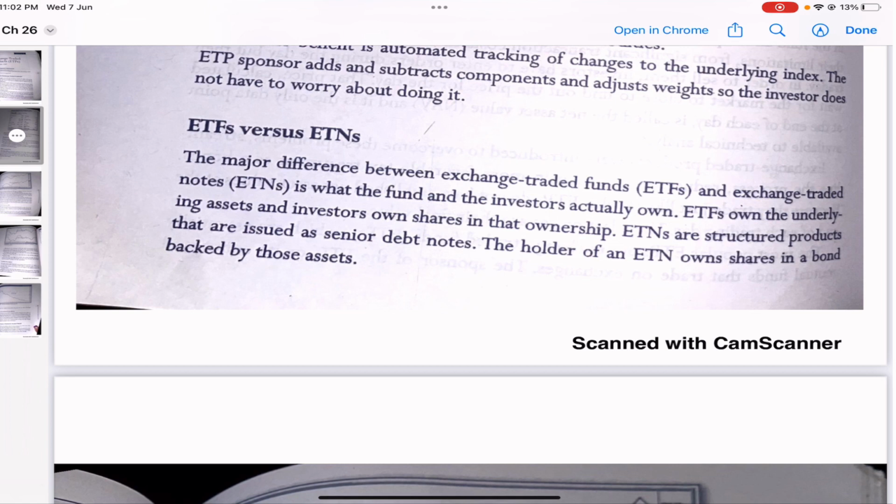ETNs are structured products that are issued as senior debt notes. The holder of an ETN owns shares in a bond backed by assets. So what are the differences between ETFs and ETNs? ETFs' underlying are the stocks, right? Whereas when you are talking about ETNs, the underlying asset is basically a bond or government securities. That is the only difference. So the underlying of ETFs are basically stocks and other securities. When we are talking about ETNs, the underlying is the government bonds.